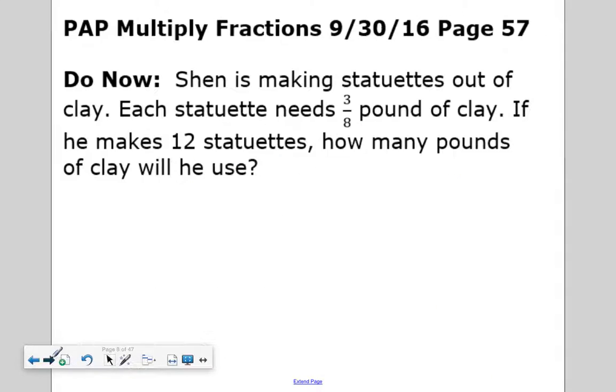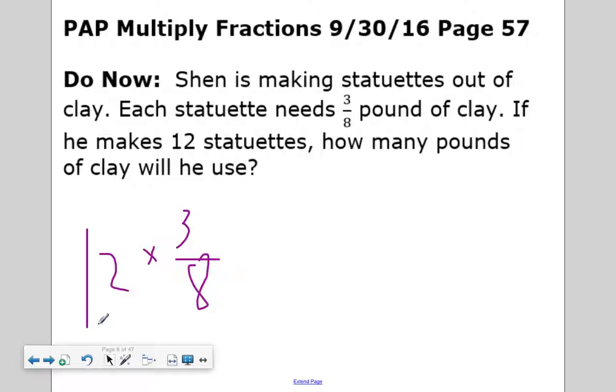So let's look at our do now for today. Shen is making statuettes out of clay. Each statuette needs 3/8 pound of clay. If he makes 12 of them, so he makes 12 groups of 3/8, how many pounds of clay will he use?